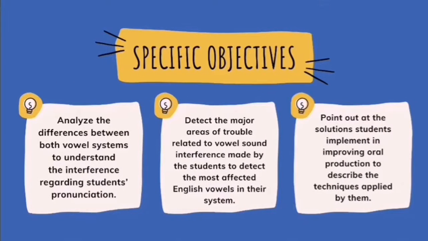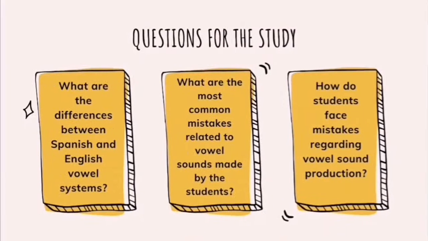We have three specific objectives. The first one is to analyze the differences between both vowel systems to understand the interference regarding students' pronunciation. The second one, detect the major areas of trouble related to vowel sound interference made by the students, to detect the most affected English vowels in their system. And the last one, point out the solutions students implement in improving oral production, to describe the techniques applied by them.